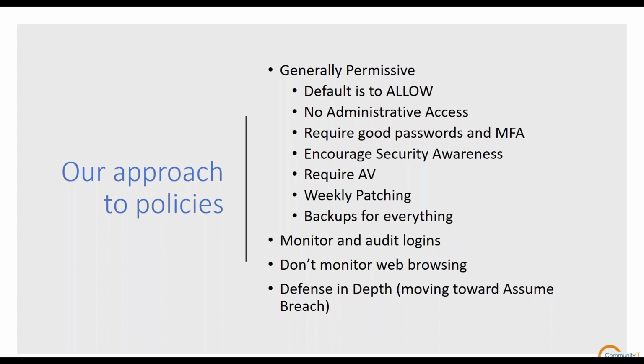I would say, in general, our approach to policies is generally permissive. If you look at SANS documentation, there are a couple of different levels. There's promiscuous, where anything goes and you can do whatever you want. There's permissive, which is generally allowing things. There's conservative, where the default is to deny things, and then there's really restrictive, where you can't do anything except with approval. That may be more appropriate for the military or NSA or whatever.